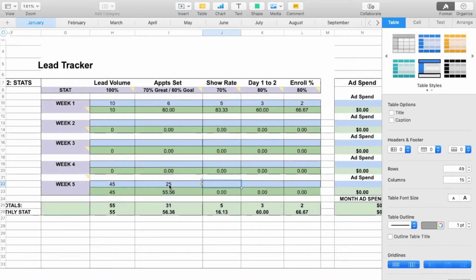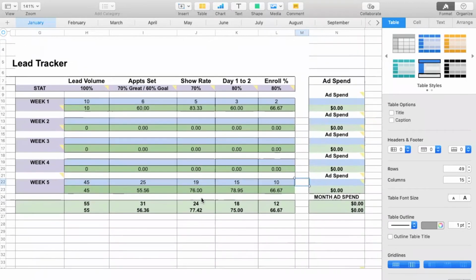Okay, 25. And then the show rate of the 25 folks, we're going to say 19 showed up. Of the 19 who showed up, we're going to say 15 advanced from day 1 to day 2. And then of those folks, we're going to say 10 new patients signed up. And over here, we're going to jump over real quick because we're going to come back to these stats.